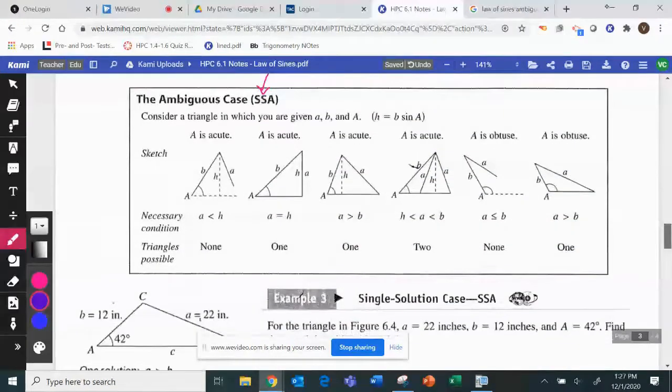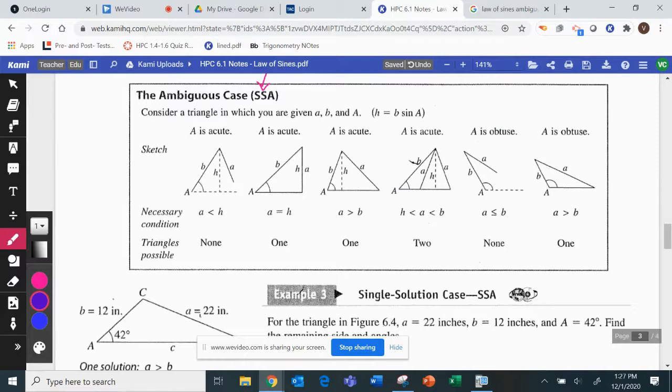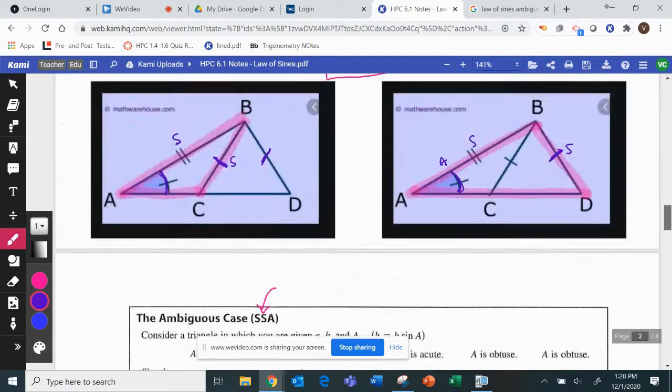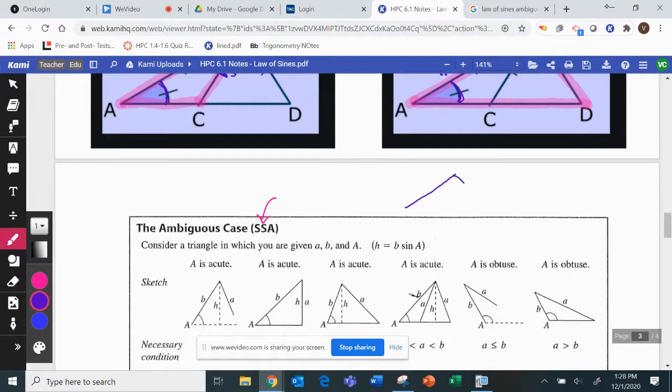What I have here is, if you're given information and it is angle-side-side or side-side-angle, you have what's called the ambiguous case. There are 6 different scenarios that could possibly happen by the information that you're given. So we need to process through this and figure out which case you have and solve accordingly. Every single one of these talks about angle A. Angle A is just whatever the angle is. I could draw a triangle that doesn't have an angle A in it at all.